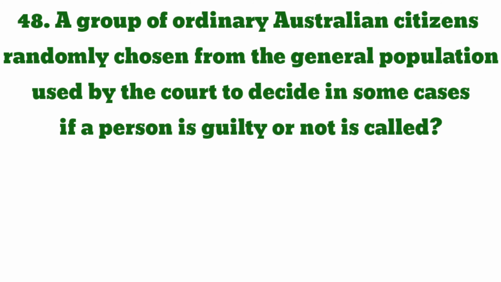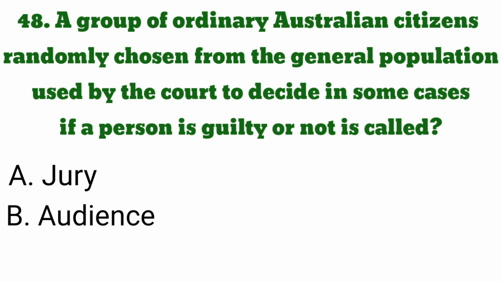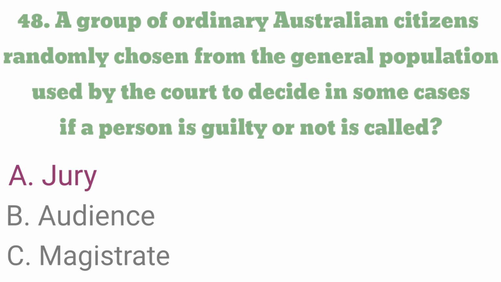Number 48. A group of ordinary Australian citizens randomly chosen from the general population, used by the court to decide in some cases if a person is guilty or not, is called letter A, jury. Letter B, audience. Letter C, magistrate. The answer is letter A, jury.